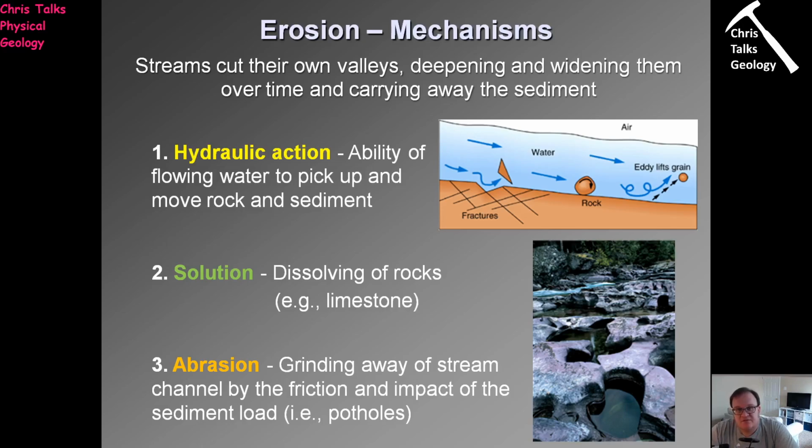The next type of erosional process is solution, and that's simply dissolving the rock. Now, we've discussed how that happens. Essentially, the minerals in the rock break into their ions, and the ions dissolve in the water. So that's relatively straightforward.